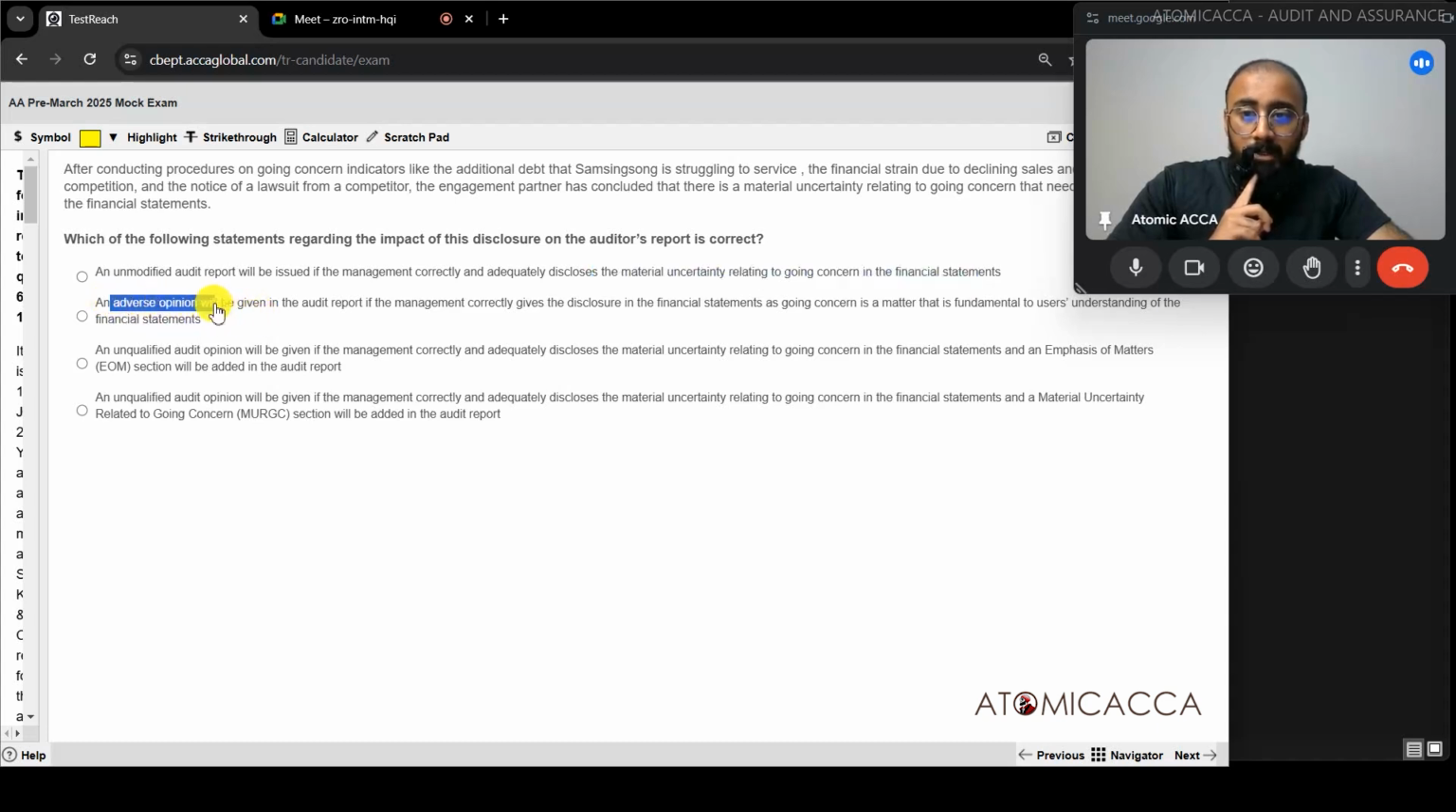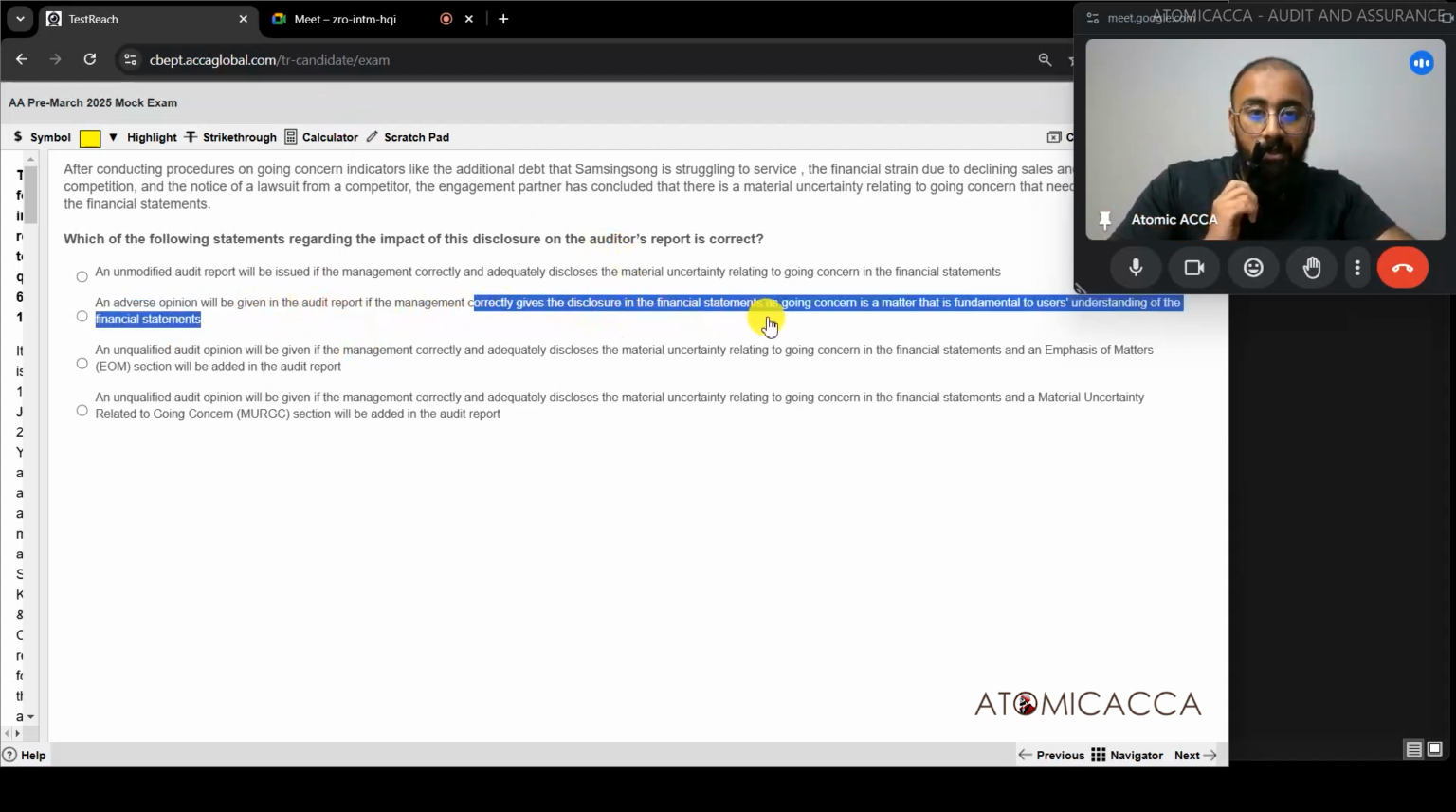Adverse opinion means if in case they did not disclose it, then material uncertainty is a major event and they decided to not disclose some major things within the disclosure note, then it can be an adverse opinion. But here they are ready to do the disclosure, which means the financial statements have no problem, so adverse opinion will not match over there. But let's read the remaining. Will be given in the audit report if management correctly gives the disclosure in the financial statements as going concern is a matter that is fundamental to users' understanding of the financial statements. No, so adverse opinion will not match here.